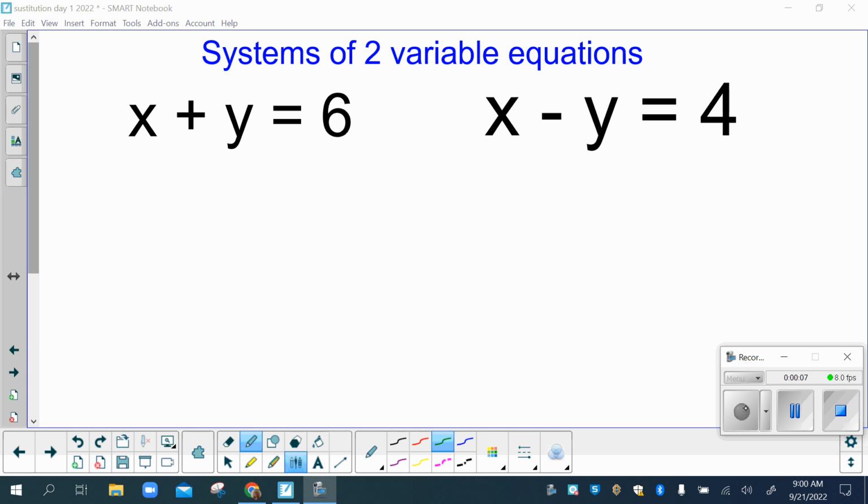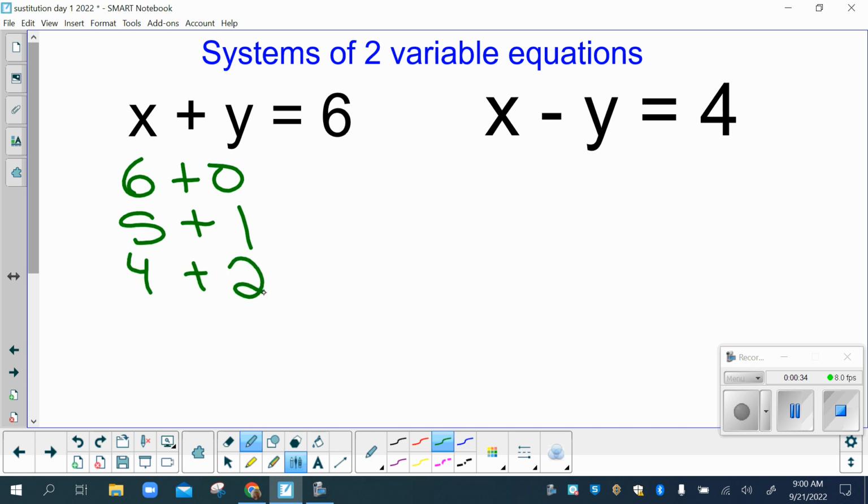So let me explain what we're doing in real life. There are literally an infinite number of choices for two numbers to make 6. I'm going to give you a few of them. For example, 6 plus 0 equals 6. Yay. 5 plus 1 equals 6. 4 plus 2 equals 6. Negative 10 plus 16 equals 6. You could go on forever. But these are all numbers that add up to be 6.